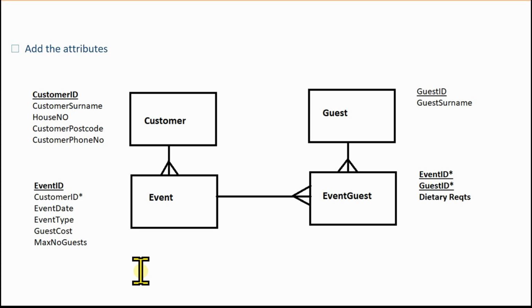Just a reminder, the aim here is to have no duplicated data. We need to store our data in one place only in our database, with the exception of a foreign key, and that is because a foreign key is a copy of a primary key from another table. And we need those in there to be able to form the relationships between the tables in Access. And if we look, we've only got customer name in one place, house number, etc. We've only got the event date in one place, the event type. We've only got the dietary requirements in one place, and we've only got the guest surname in one place.